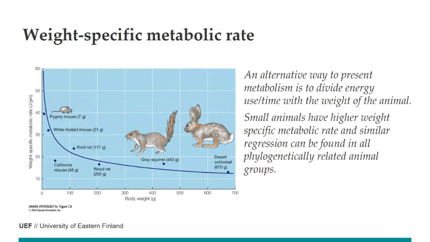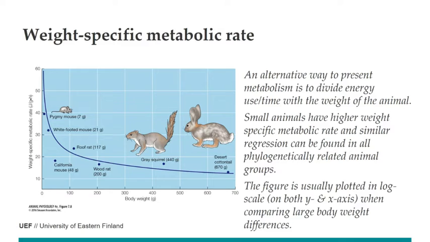This shows quite nicely that small animals have a higher weight-specific metabolic rate, and a similar regression can be found in all phylogenetically related animal groups. This is from mammals, but similar effects are found in birds, amphibians, fish, etc. And even this is only from 10 grams to 700 grams. If we have a larger variation, it is quite often presented in logarithmic scale in both directions.